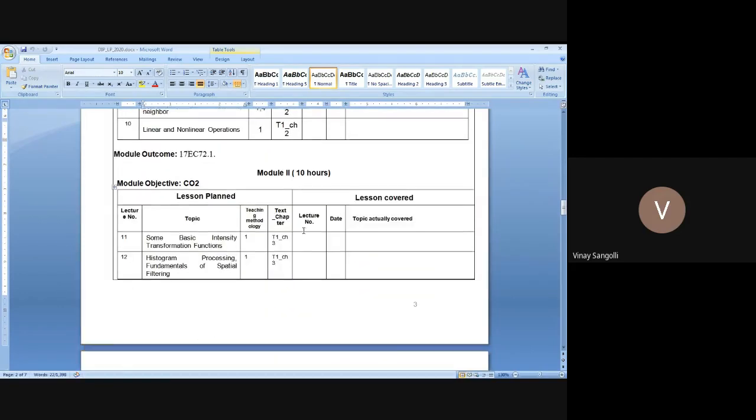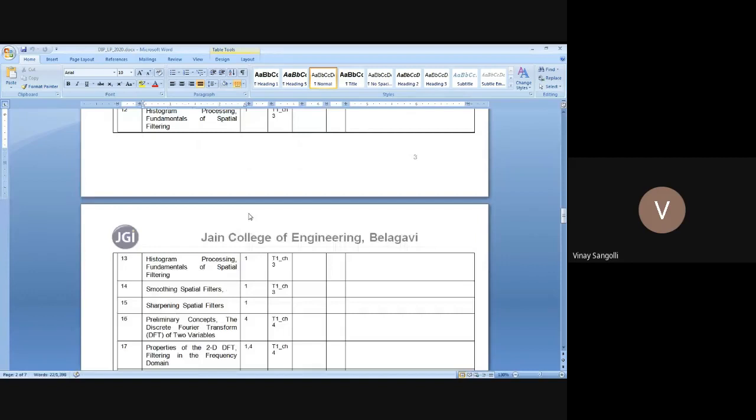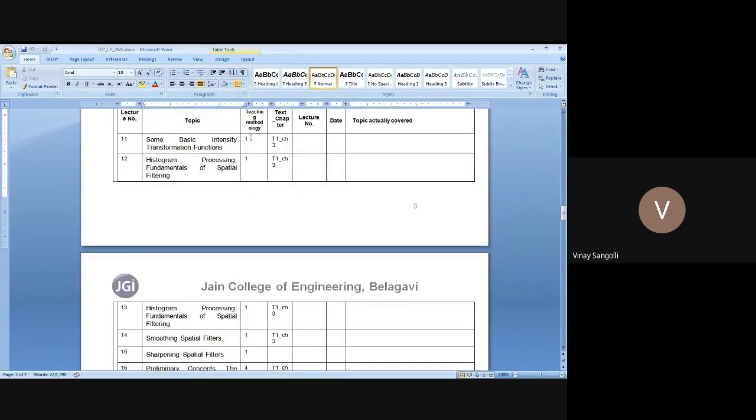Then we'll move ahead to your module number 2, wherein we will be studying your various transformation techniques. Okay. So after studying the various transformation techniques, we will be going through the histogram. I hope some of you who are image processing enthusiasts might have heard of this histogram analysis.